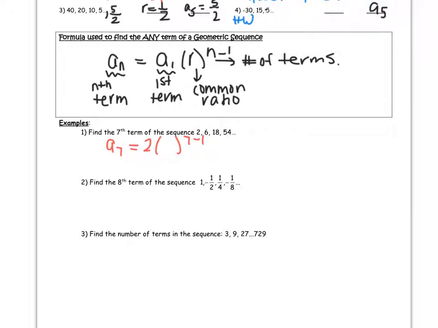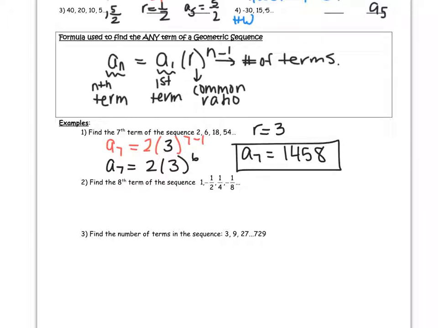And the common ratio is how we get from one term to the next. So 2 times what is 6? You should be thinking 3. And then 6 times 3 is 18. 18 times 3 is 54. So r is equal to 3. So a sub 7 is equal to 2 times 3 to the 6th power. Now all you have to do is type that into the calculator and you will get a sub 7. So I got 1,458. That would be my 7th term.